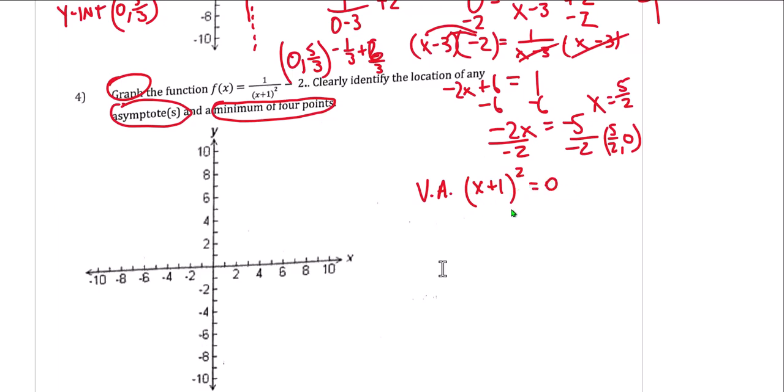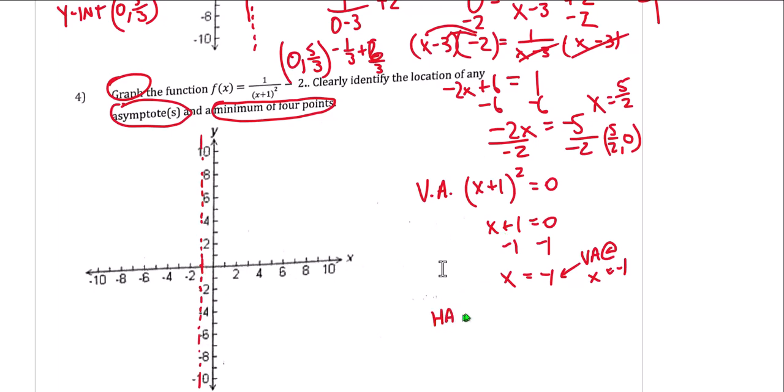And we solve for x, square rooting both sides. We get x plus 1 equals 0, minus 1, minus 1. We get x equals negative 1. So the vertical asymptote is going to occur at x equals negative 1. Remember that is a vertical line, not a horizontal one. A vertical line at x equals negative 1. So there's going to be one vertical asymptote there.